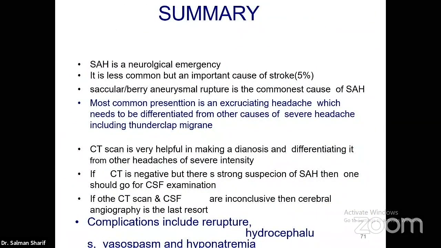So in summary, subarachnoid hemorrhage is a neurosurgical emergency. It should be dealt with accordingly and very efficiently, preferably in the ICU setting, and we should proceed for the CT scan as early as possible to make the diagnosis. And we have to prevent and manage the three most important complications, that is rebleed, vasospasm, and hydrocephalus, efficiently. Thank you very much.